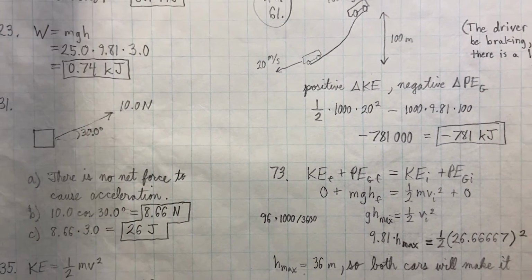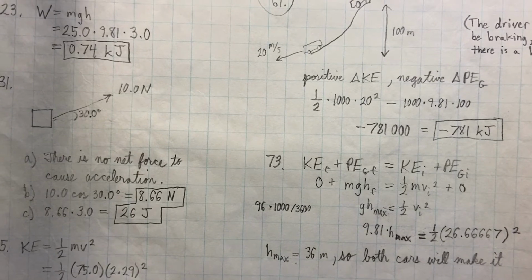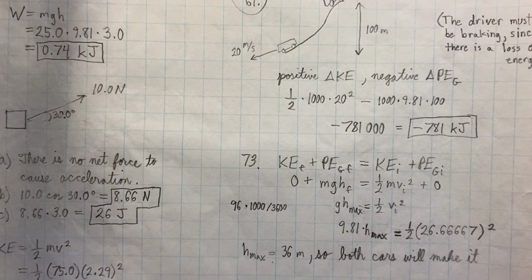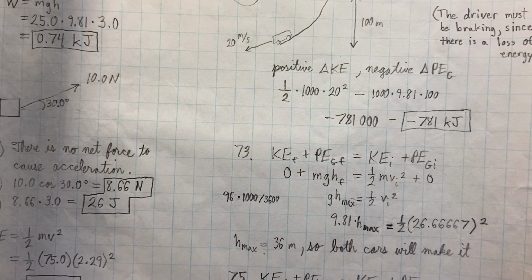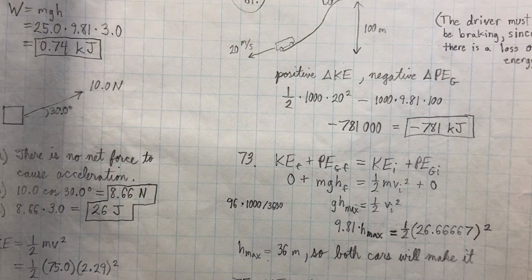Now, 73 is an example of conservation of mechanical energy. And we're going to see this concept as well throughout the year. It's a very important principle. It means that the total kinetic energy and potential energy in a system is conserved. The final state matches the initial state.